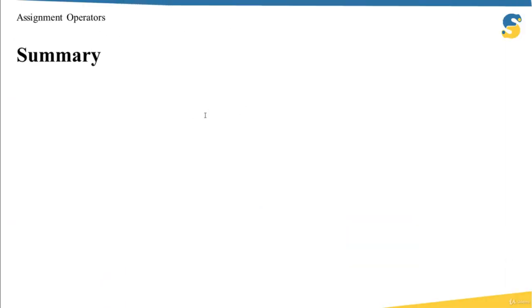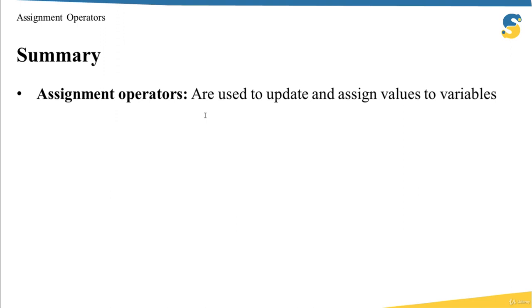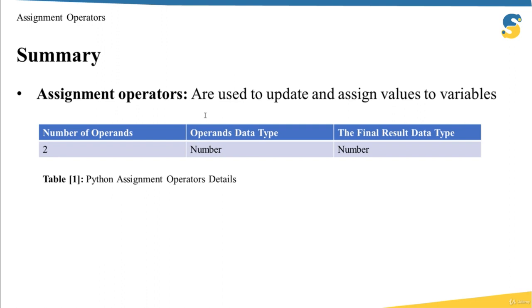Now let's summarize what we have learned in this lecture. Assignment operators are used to update and assign values to variables. As you see, each one of these operators takes exactly two operands and the operand's data types are numbers, and after we execute this operator we get another number and this number is assigned again to the same variable.